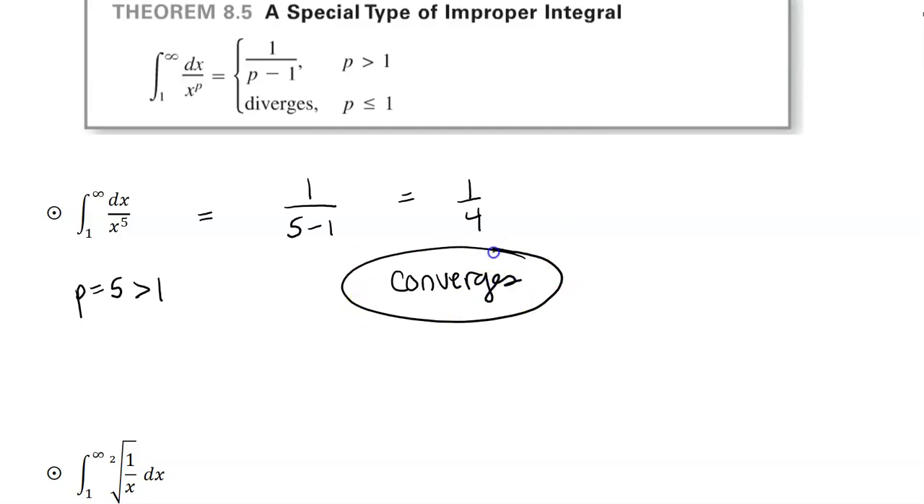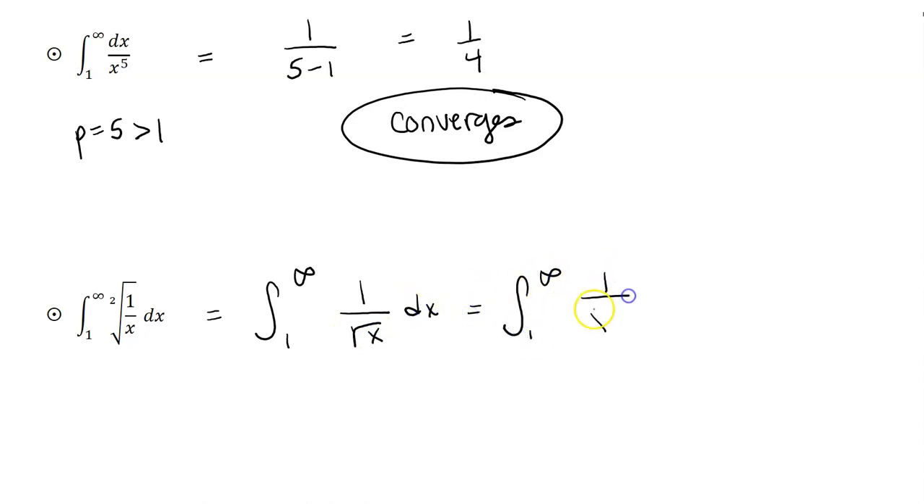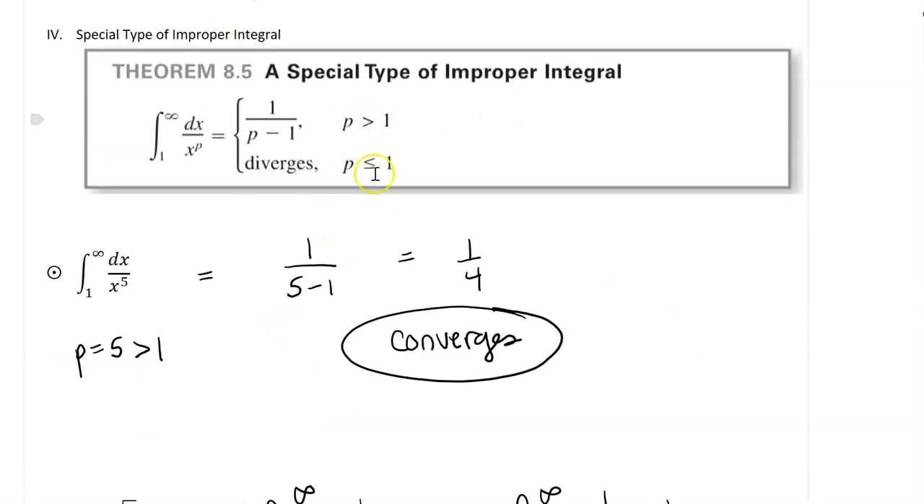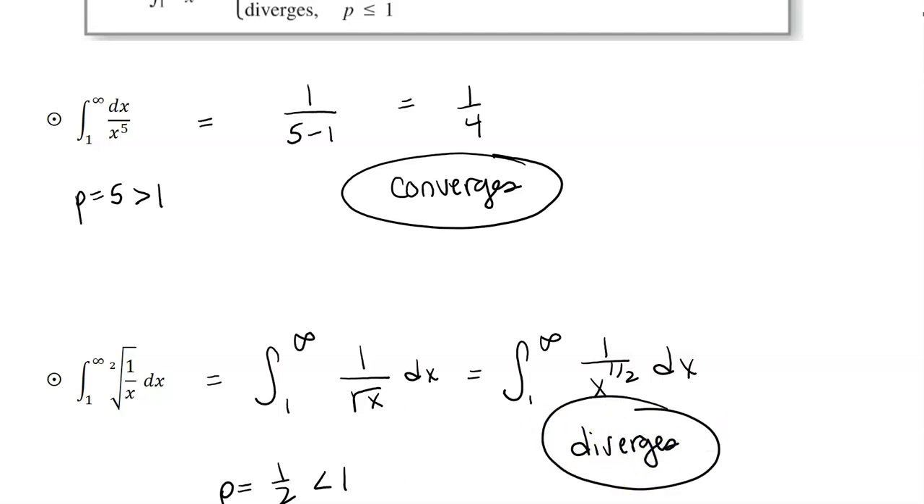Converges to 1/4. This one we have the integral of the square root of 1 over x. So you might want to do a little bit of work on this one first. This is going to be 1 over the square root of x, which is 1 over x to the 1/2 dx. So here p equals 1/2, which is less than 1, and we can see from our chart that this one just diverges. And we don't have to do any extra work there. So there you have it, two special types, and if you see those, you're welcome to use those rules.